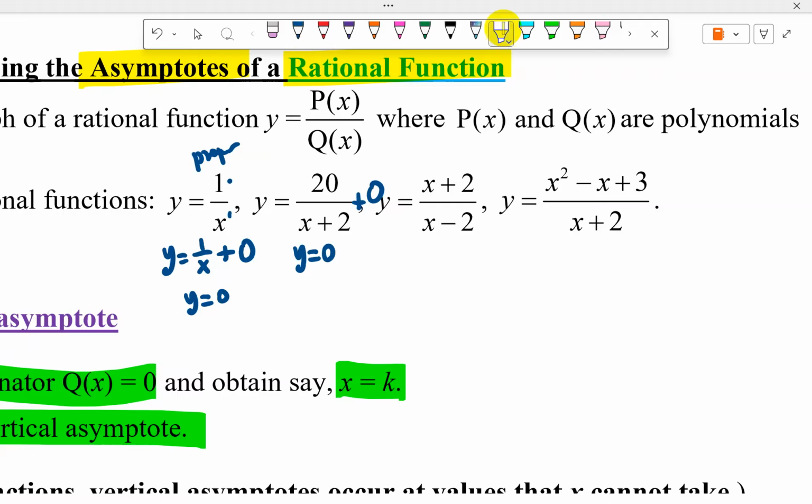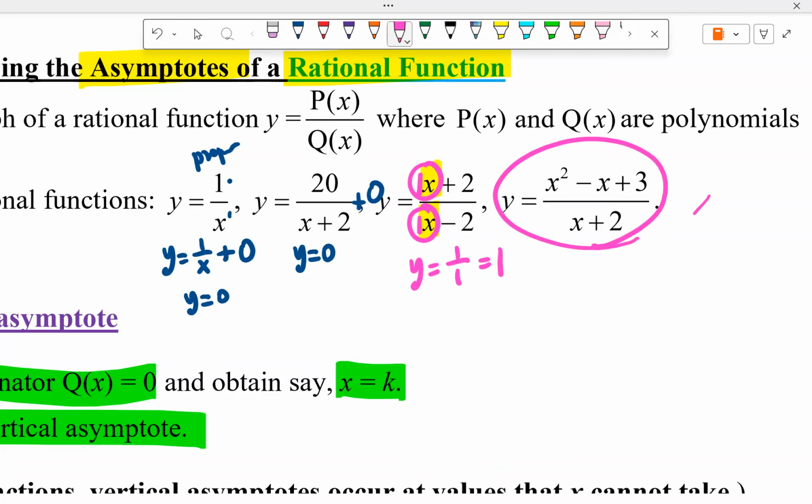The next one is improper, because there is x to the power 1 at the numerator and x to the power 1 at the denominator. So either you do a long division, or you take the coefficient over here divided by the coefficient over here. So 1 divided by 1 equals 1. The horizontal asymptote equation is actually y equals 1. This one is not in your syllabus, so you don't have to know how to get the equation of the asymptote.